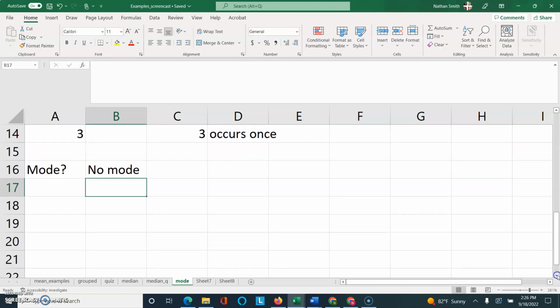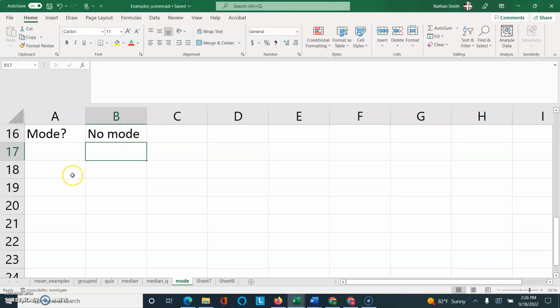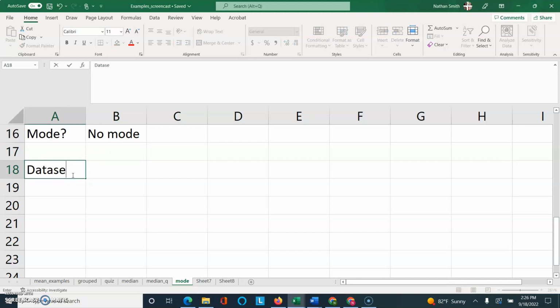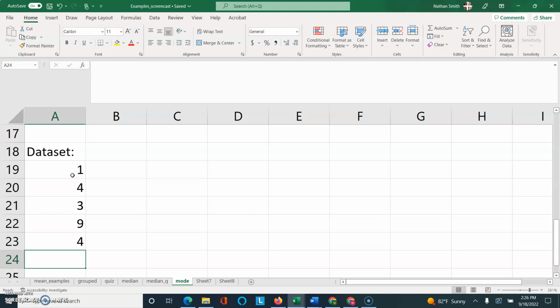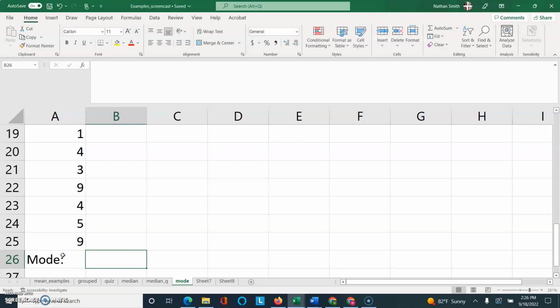Okay, let's take a look at one more. Okay, suppose we have the values 1, 4, 3, 9, 4, let's do 5, 9. And we want to figure out the mode of this data set.